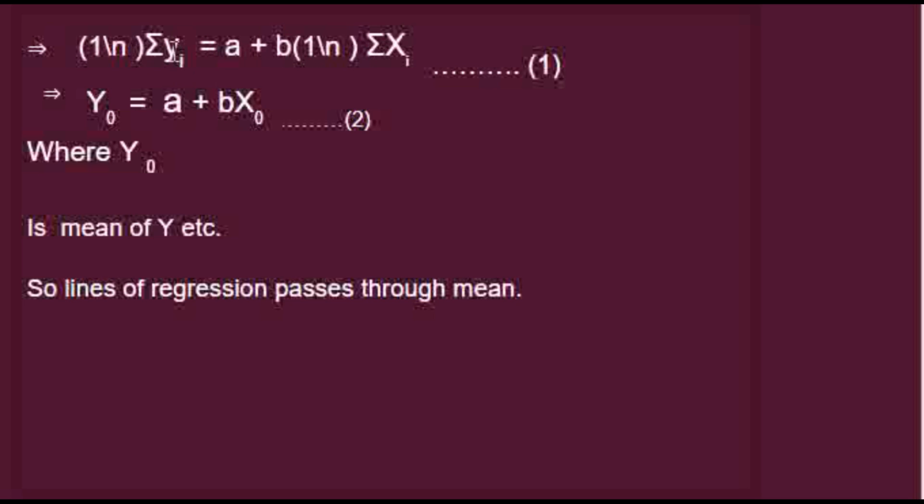So call this expression y naught, so y naught equals a plus b times x naught, where y naught is the mean of y. Similarly, x naught is the mean of x. So it means both the lines of regression pass through the means y naught as well as x naught.